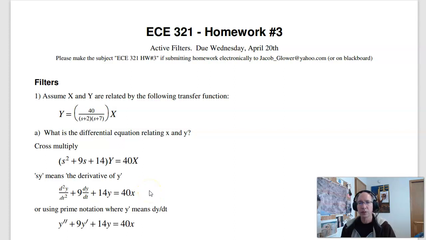Welcome to the solution for homework set number 3 for ECE 321 Analog Electronics. In this homework set, we're looking at designing active filters. Now, in embedded systems, you'll be designing filters using software. In this class, we're designing filters using hardware.